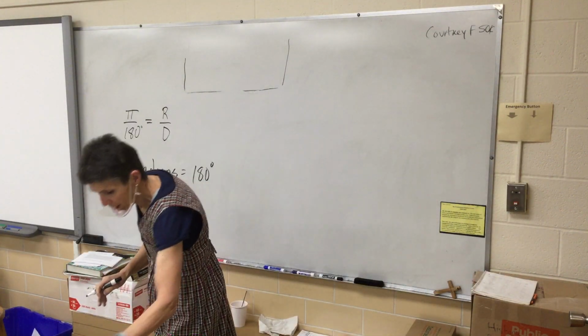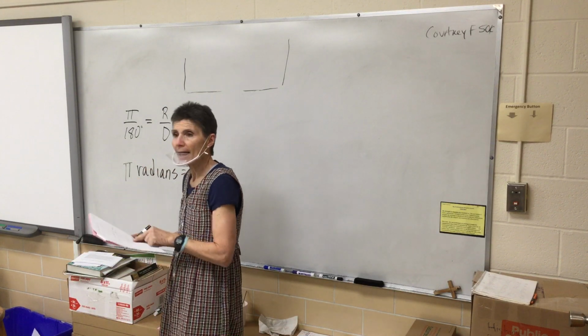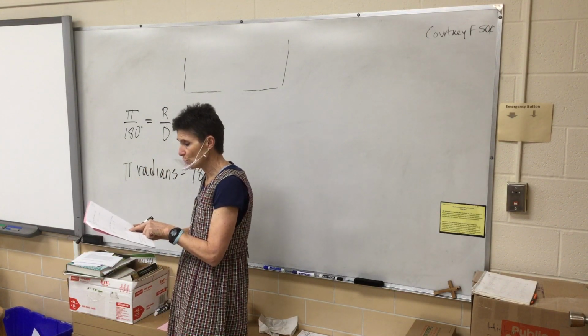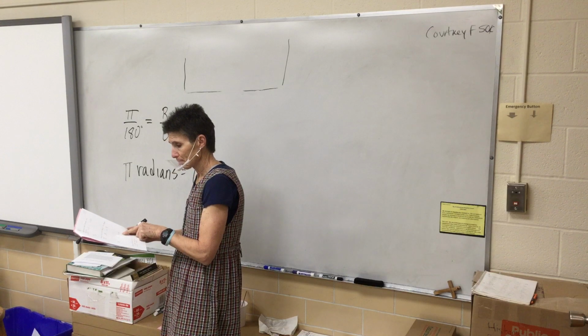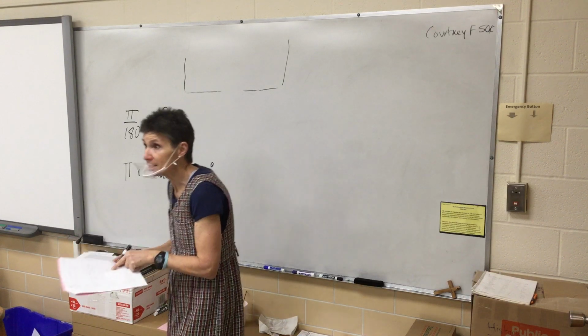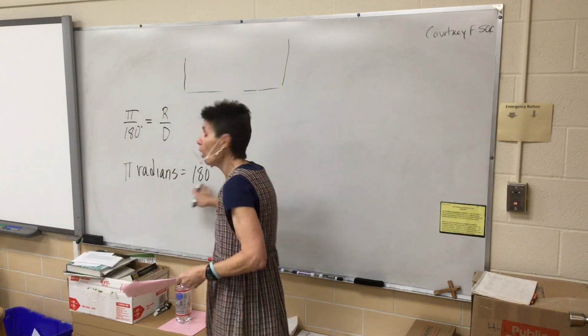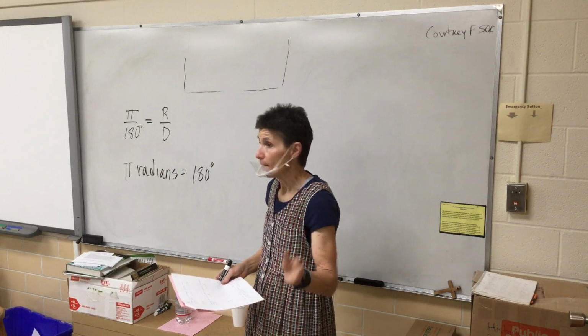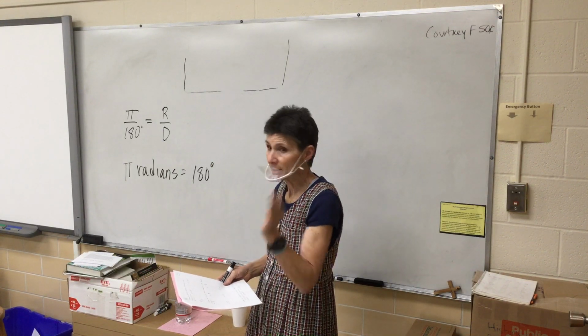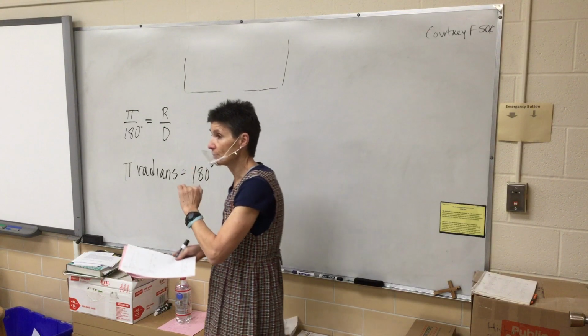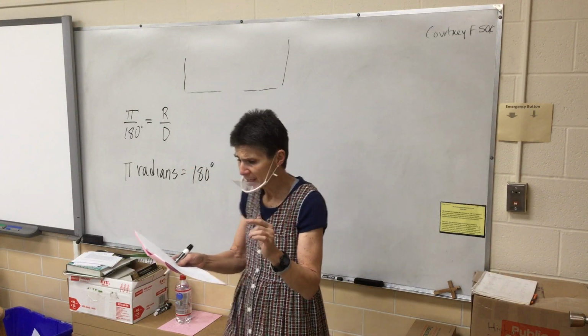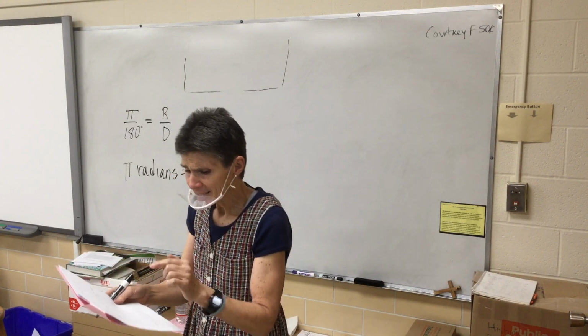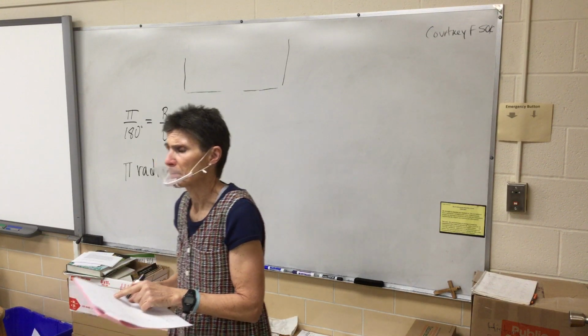So when I look at problem 2, look at F. What is the answer to F? 180 degrees. Pi radians is always 180 degrees. Period. That will never change. Pi radians is 180 degrees. Now, look at C right above it.